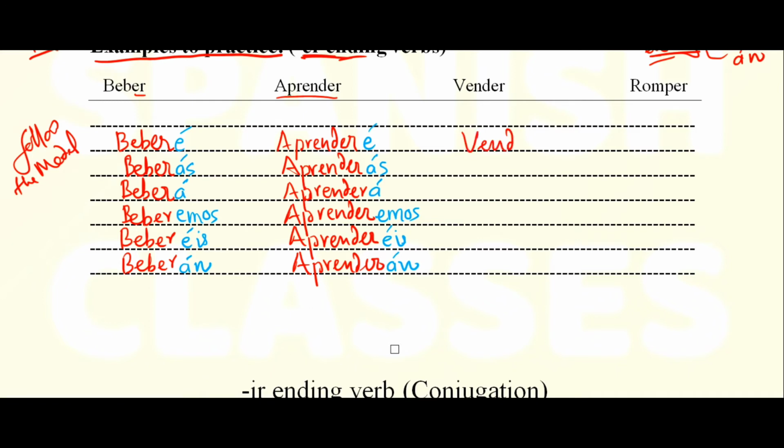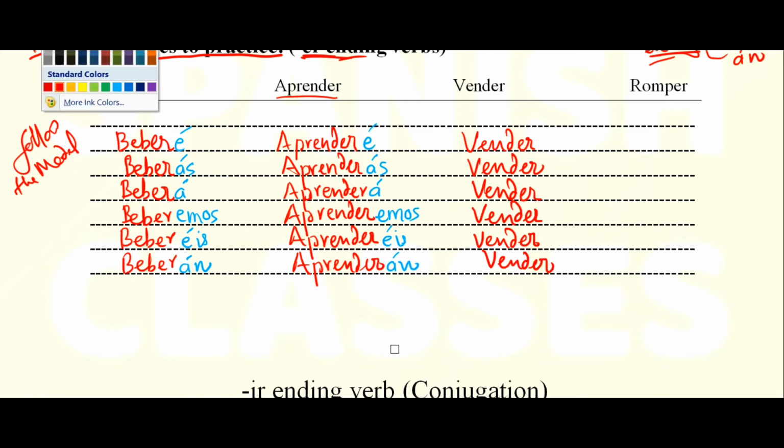Next verb is vender. Copy it 6 times. Vender. In Spanish, V and B are almost pronounced the same. That's why this is vender. 6 times. Done. Okay, done. Add suffixes. A, as, a, hemos, eis, an.